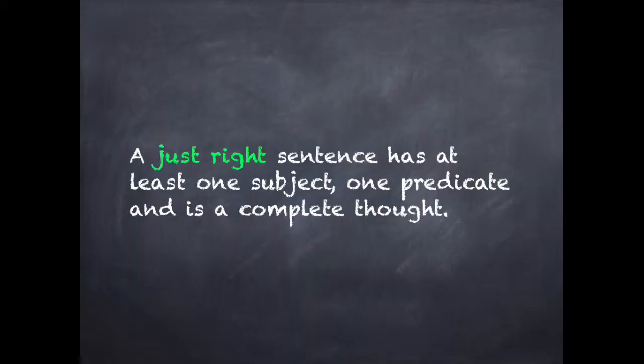So in our last two lessons, we talked about fragments, which are not complete sentences, and run-ons, which are too much for one sentence. If this was the fairy tale Goldilocks and the Three Bears, then I'm sure you know which type of sentence comes next. The just right sentence. A just right sentence has at least one subject, one predicate, and is a complete thought.